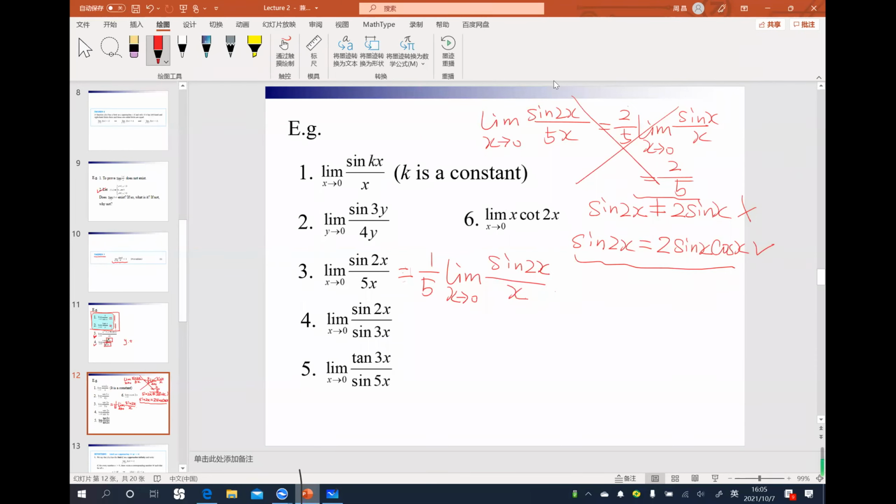Okay, but this is correct. You can take the constant 1 by 5 out, and we know the limit of this one is 2, right? Because it equals k. We have solved it. So that equals 1 by 5 times 2, so equals 2 by 5. This is correct, so pay attention to this part. Don't write like this, it is not correct. Okay, guys? Yes, teacher.